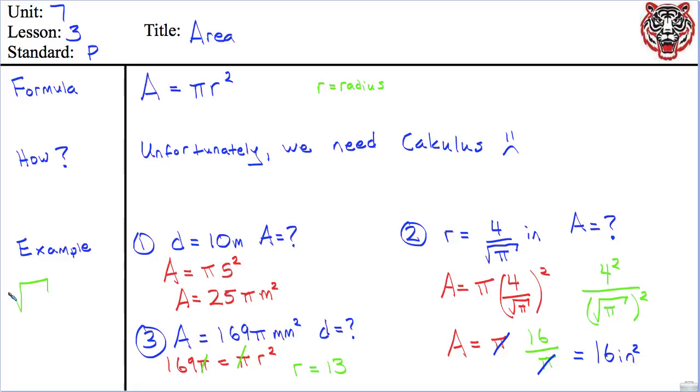Most of the time you should have a plus or a minus whenever you square root, just to account for the fact that I could have had r equals negative 13. Why did we not have a negative 13 here? Yeah, exactly. You can't have a negative radius, so we don't worry about the negative.